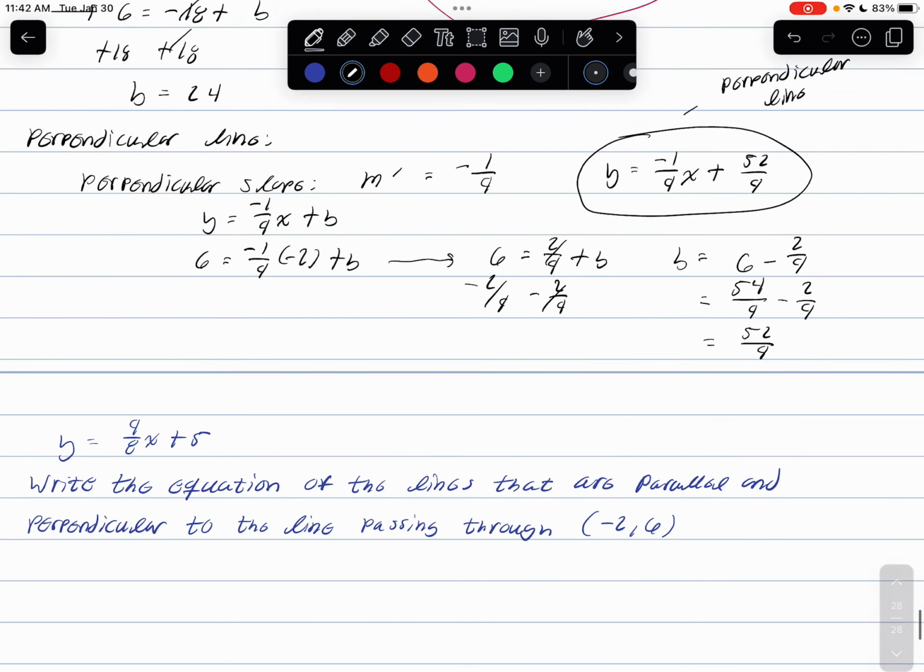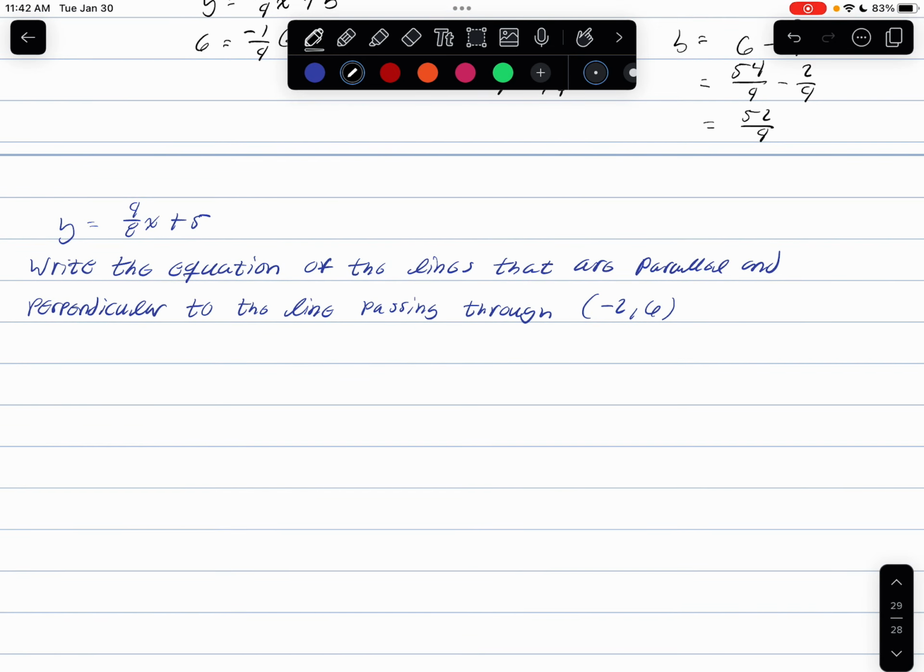Okay, let's try another one. Here we have y equals 9 over 8x plus 5. And we want to write the equation of the lines that are parallel and perpendicular to the given line, y equals 9 over 8x plus 5. And we want these lines to pass through negative 2, 6.